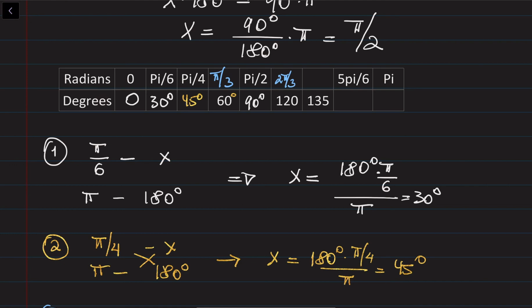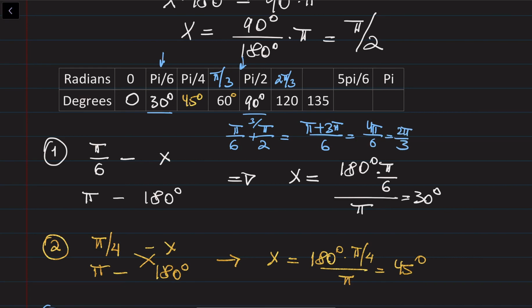Essentially, 120 degrees can be obtained by just adding 30 degrees to 90 degrees, right? So pi over 6 can be added to pi over 2, and you can get 2 pi over 3 as well. Let me show this: pi over 6 plus pi over 2. If you give the common denominator here, you just need to multiply this by 3, right? It's going to be pi plus 3 pi divided by 6, which is 4 pi divided by 6, or 2 pi divided by 3.